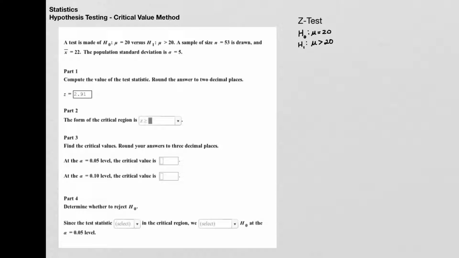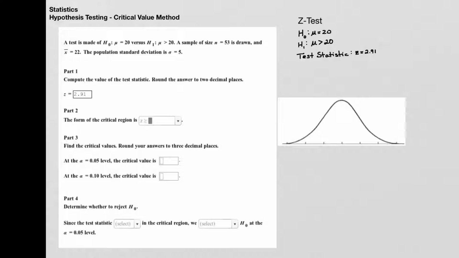Next, I'll run the z-test. We know what the sample size is, we know the sample mean, and we have sigma. So when we enter all that information into the z-test in the calculator, we get the test statistic, which is z equals 2.91.